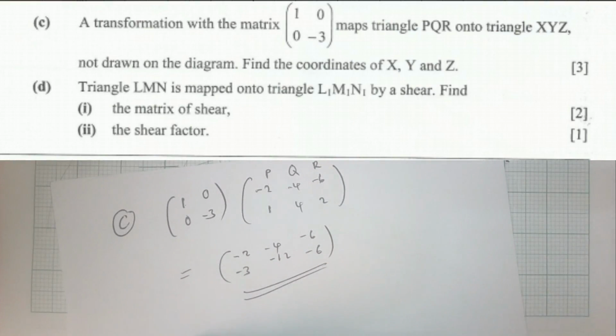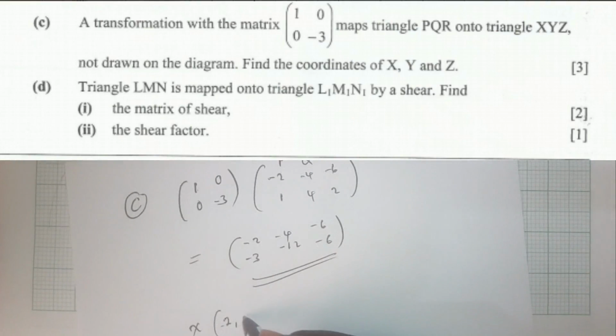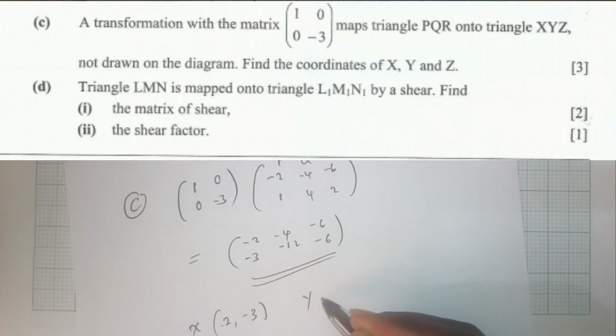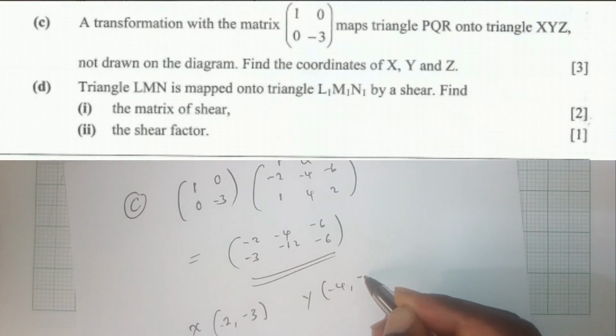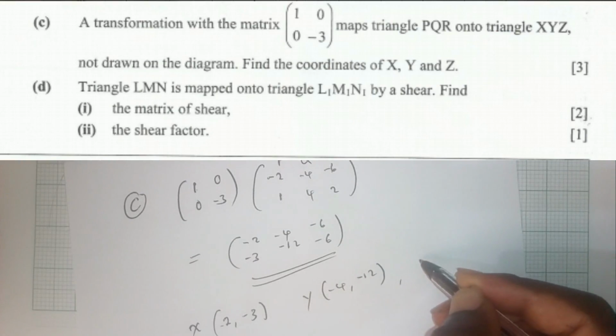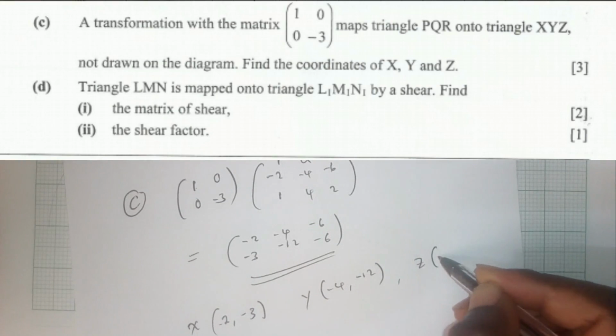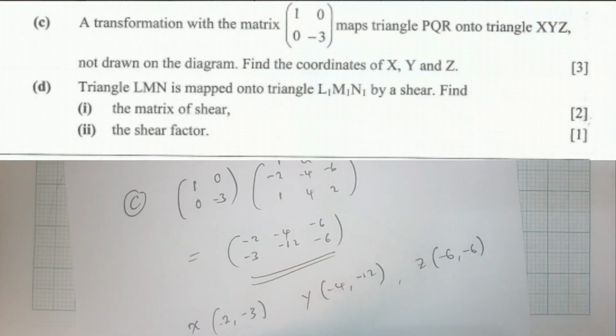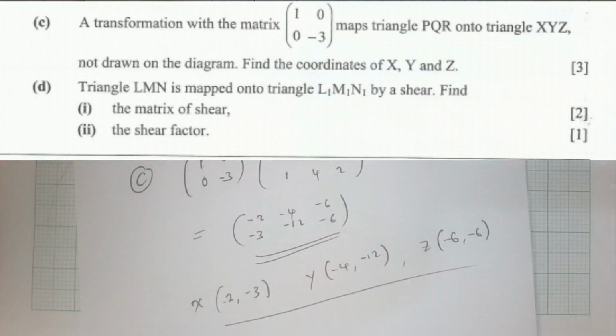So the coordinates of X will be negative 2, negative 3. Of Y will be negative 4, negative 12. Of Z will be negative 6, negative 6. So these are the solutions. We go to the next question.